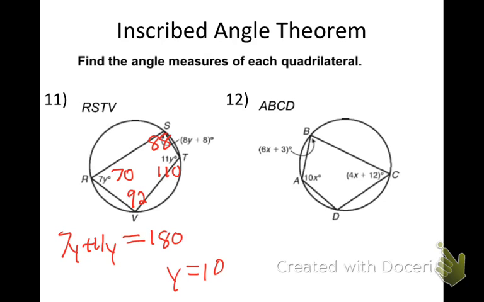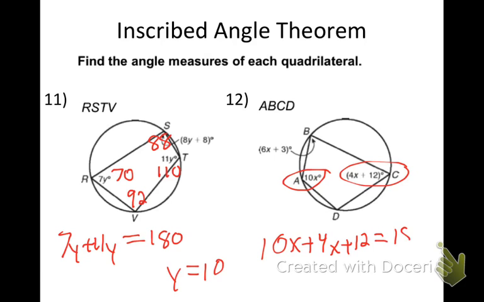Same thing on number 12. Which angles do you want to set equal to 180? Which angles are we talking about here, Bryce? A and C. So I say 10x plus 4x plus 12 equals 180, which gets me 14x equals 168. I end up with x equals what, Troy? x equals 12. And then once you have that, plug it in.